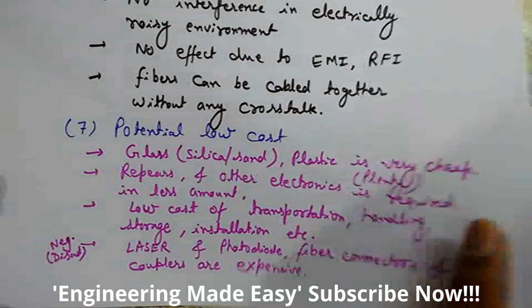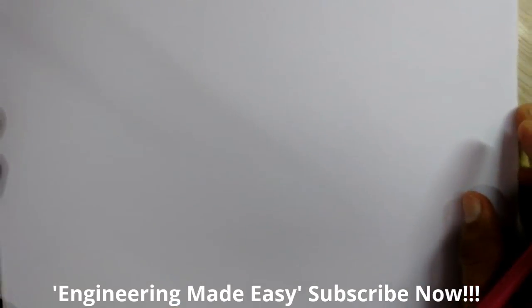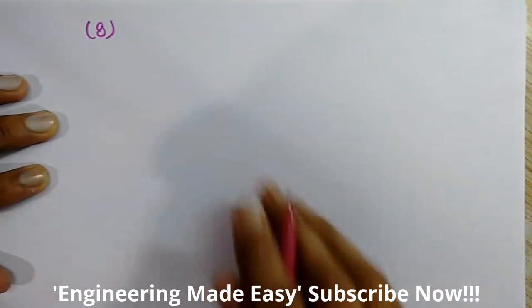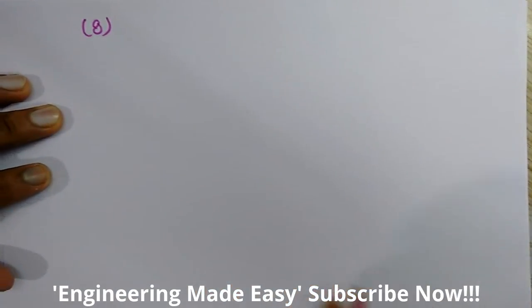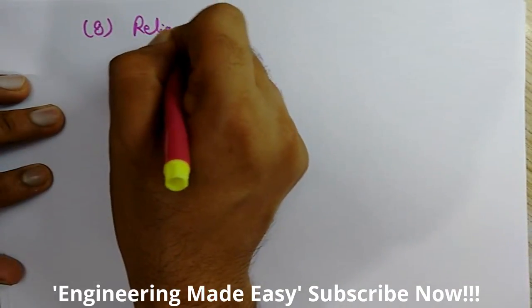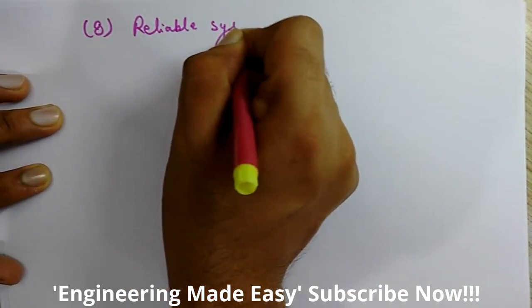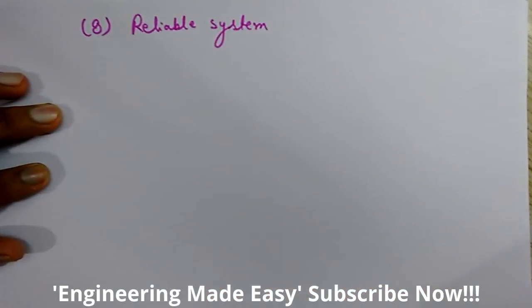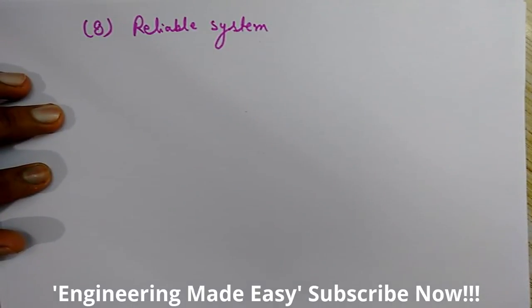We have discussed 7 points up to now. Now it's time to see the 8th point, which is a reliable system. The system offered by the optical fibers is quite reliable. So how does it offer a reliable system? Let's see.